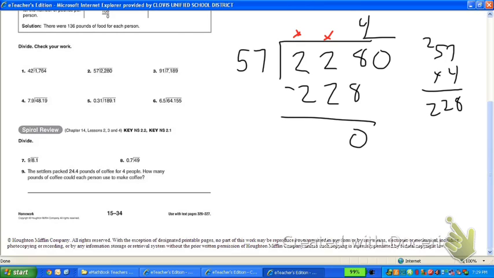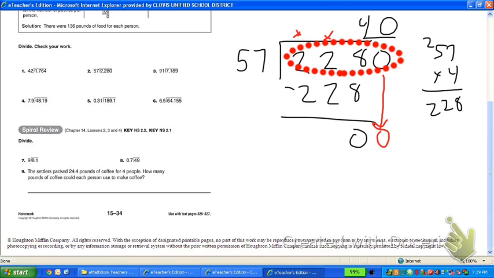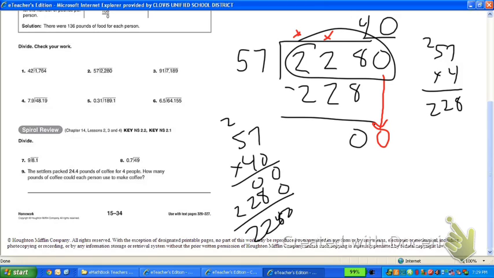Zero. And remember, all the numbers have to be accounted for, so I still have a 0 left. Got to bring it down. Now how many times is 57 going into 0? And the answer is 0. Now you can check this answer by multiplying 57 times 40, and you should come out with 2,280. And we get 2,280, and that's what we started with up here. So 40 is the correct answer for number 2.